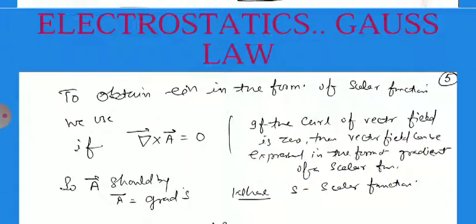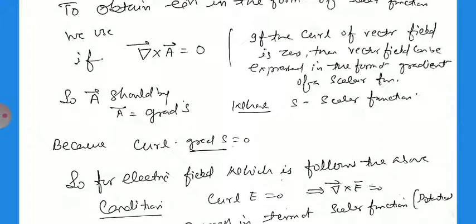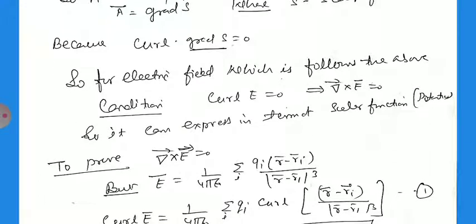To obtain the equation in this form, the scalar functions, we have to use del cross A equal to 0. If the curl of a vector field is 0, then the vector field can be expressed in the form of the gradient of a scalar function. So to obtain the above equation del cross A, A should be written as the gradient of S, where S is the scalar function. Finally, the answer follows because the curl of the gradient of S is equal to 0. So for the electric field which follows the above condition, curl A equal to 0 or del cross A equal to 0, it can be expressed in terms of the scalar function, that is the potential.